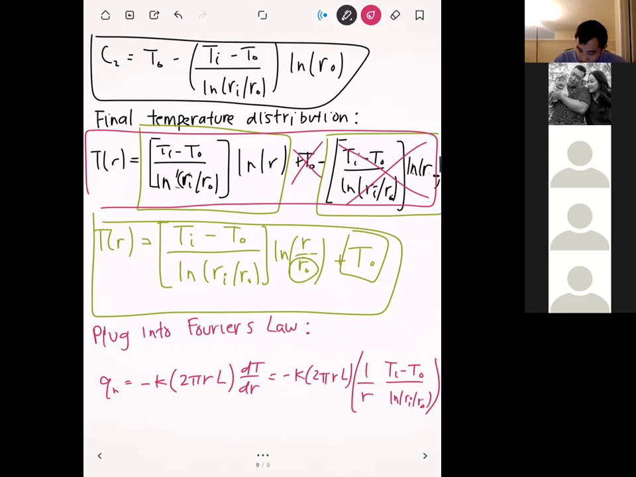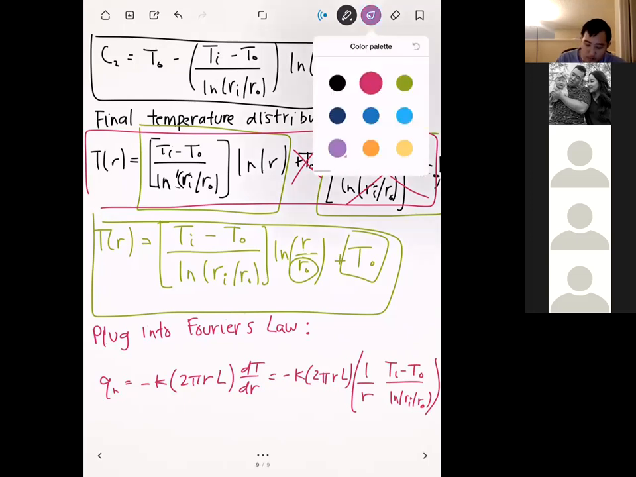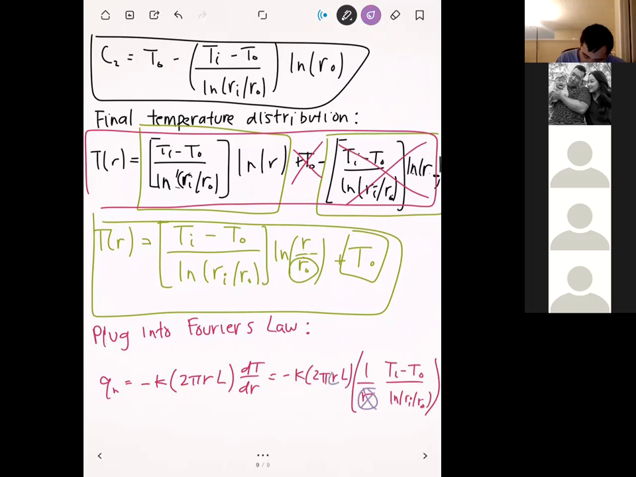And then from here, we can see that we have an r in the denominator, and we also have an r in the numerator. Okay. And so we can go ahead and cancel those guys out. And what we get is Q_r is equal to, sorry, I lost myself for a second. Q_r is going to be equal to 2 pi k L times (T_i minus T_o), all divided by ln of R_o divided by R_i. Okay.